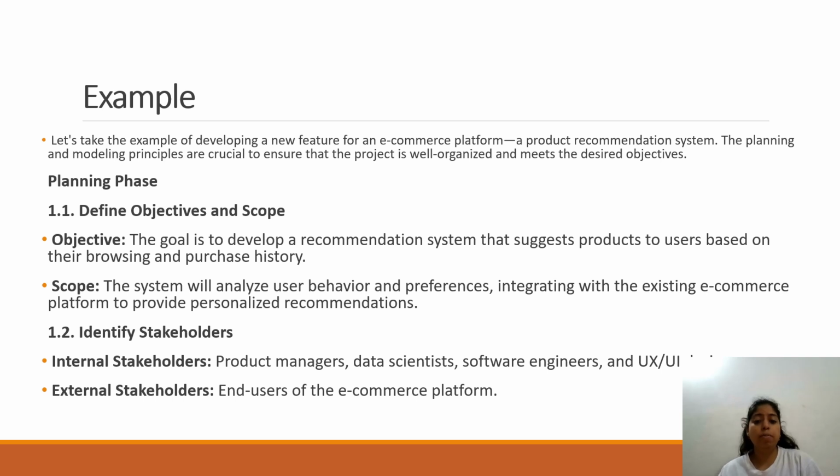The goal is to develop a recommendation system that suggests products to users based on the browsing history and purchase history. The scope: the system will analyze user behavior, preferences, and integrate with the existing e-commerce platform to provide personal recommendations. Identify stakeholders. Internal stakeholders can be product managers, data scientists, software engineers, etc. External stakeholders can be end users of the e-commerce platform.